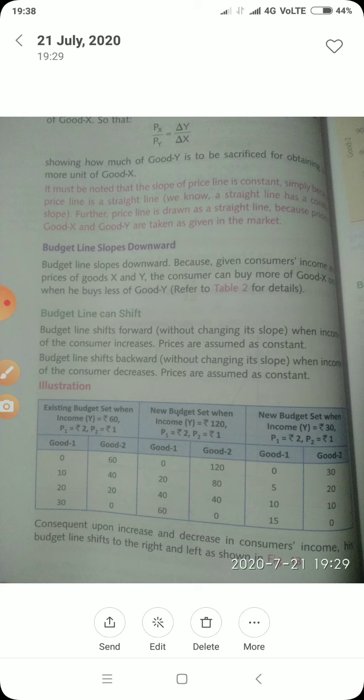Have a look at the data. In the first case, the existing budget set when income is rupees 60. So we have taken the same example, same table which was shown on the previous page.